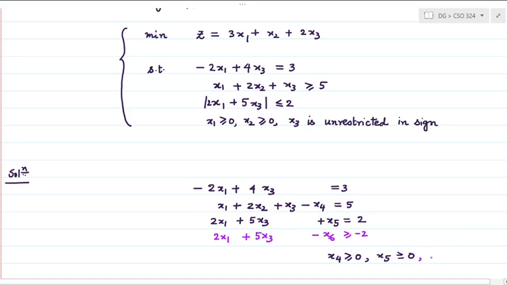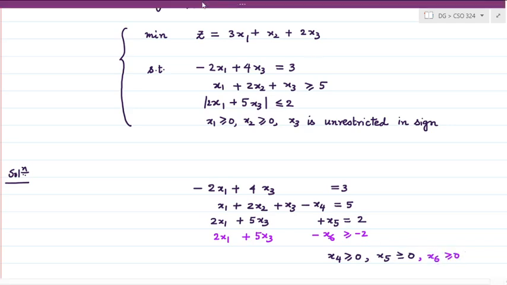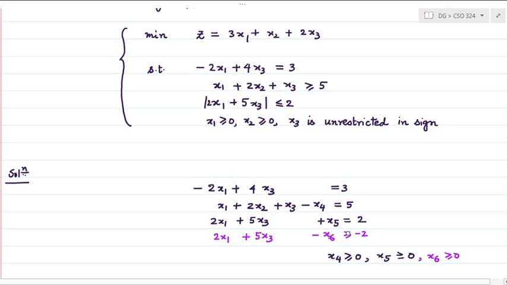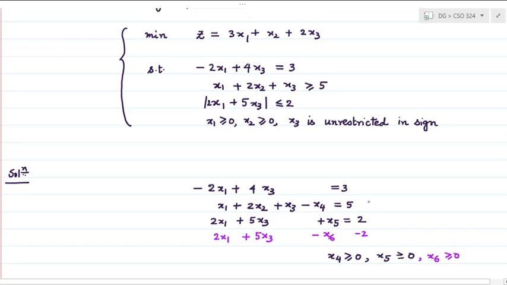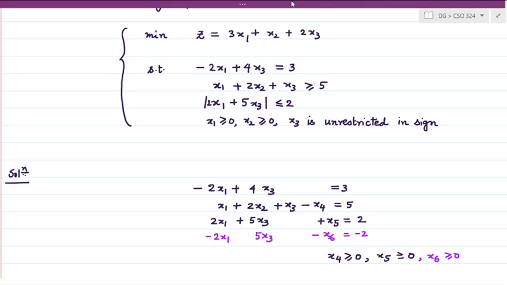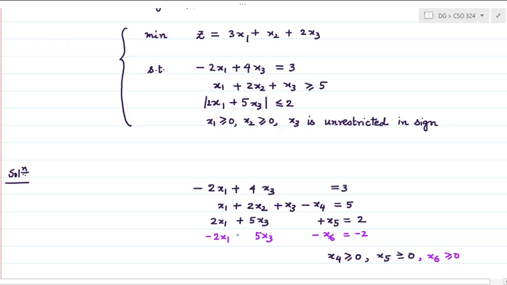So I put here x6 greater than or equal to 0, and once I am subtracting the surplus variable x6, we need to have an equal sign here. But note that once we have the equality form, on the right hand side you have a negative component, so we multiply by minus 1 on both sides, and you will get minus 2x1, then you will have here minus 5x3 and plus x6 is equal to plus 2. Fine.